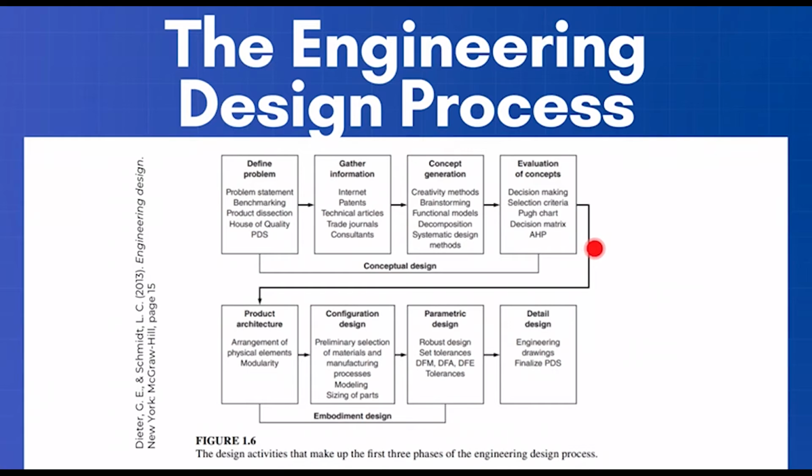After you have done your conceptual design, you can proceed with your embodiment design. In embodiment design, there are product architecture, configuration design, and parametric design, and lastly the detailed design, where the engineering drawing of the product will happen. These are the design activities usually in the first 3 phases of the engineering design process, which are conceptual design, embodiment design, and detailed design.